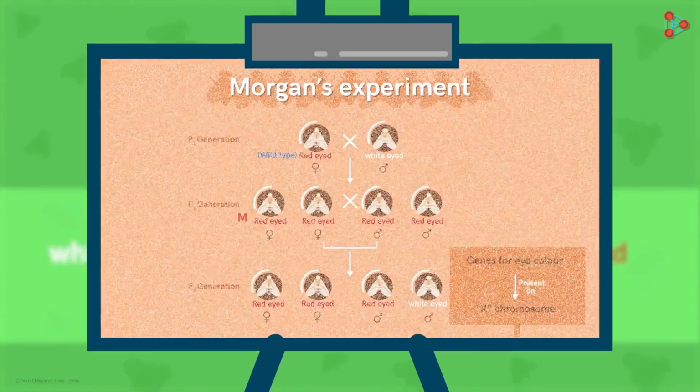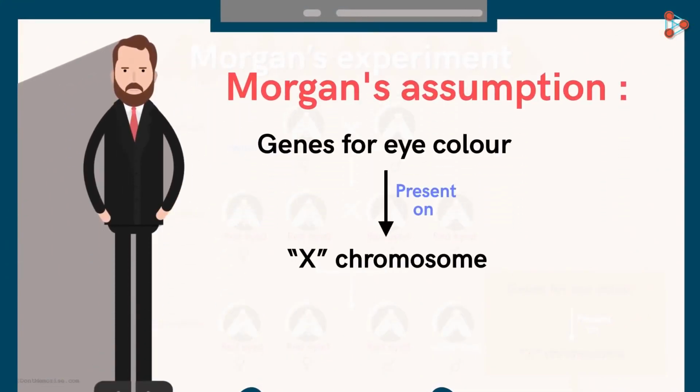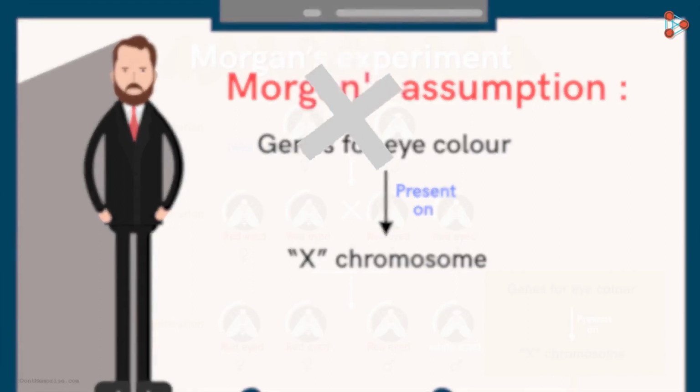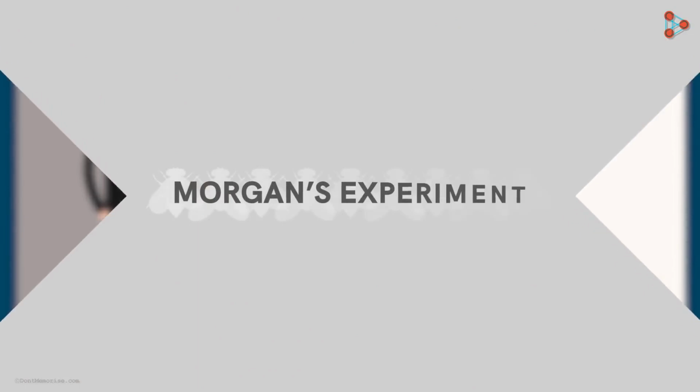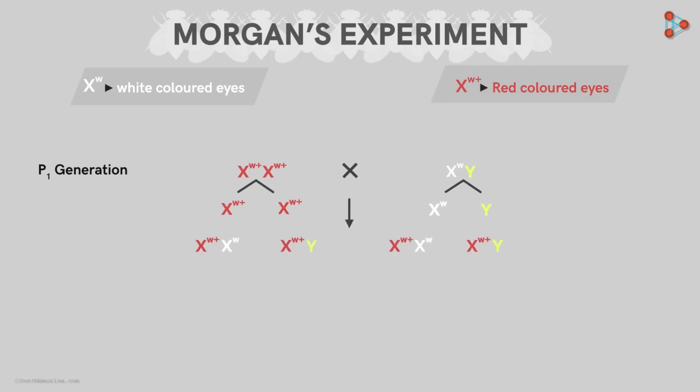Getting back to the experiment, Morgan assumed that the genes for the trait are present on the X chromosome. Let's also assume the same and begin crossing and see if we get the same results. So we have the X with w in lowercase for representing the genes that give white-colored eyes. And we have X with w+ for representing the wild type, that is the red-colored eyes. Now we begin the crossing of the white-eyed male with the red-eyed female. The cross yields all the offspring with red eyes in the F1 generation. This is how the genes are passed to the progeny.